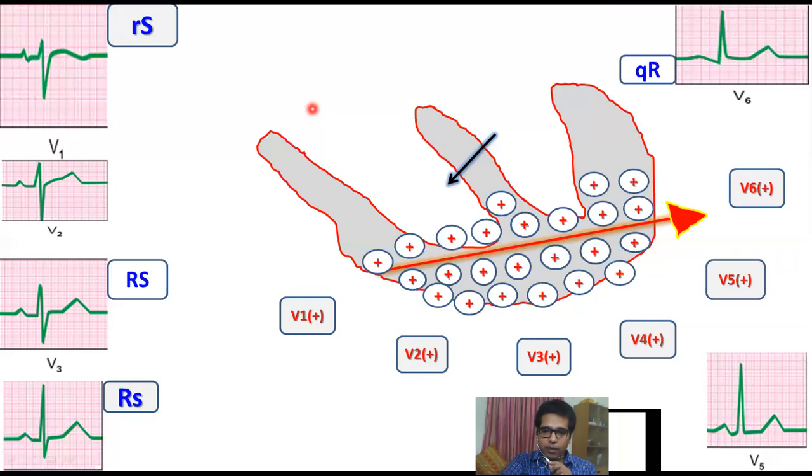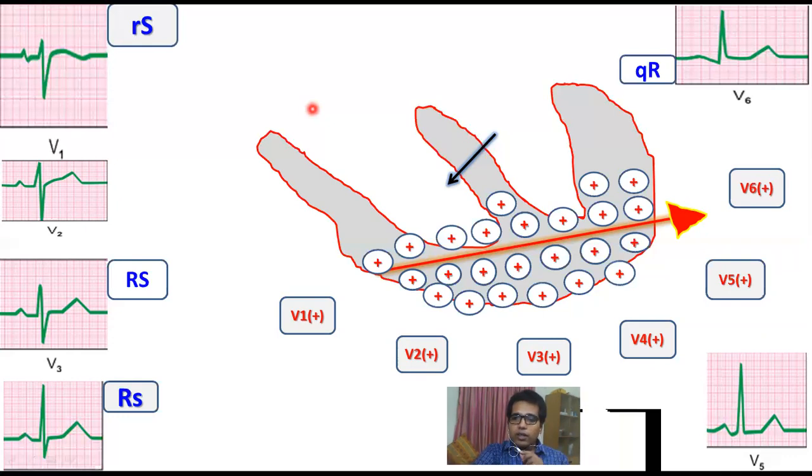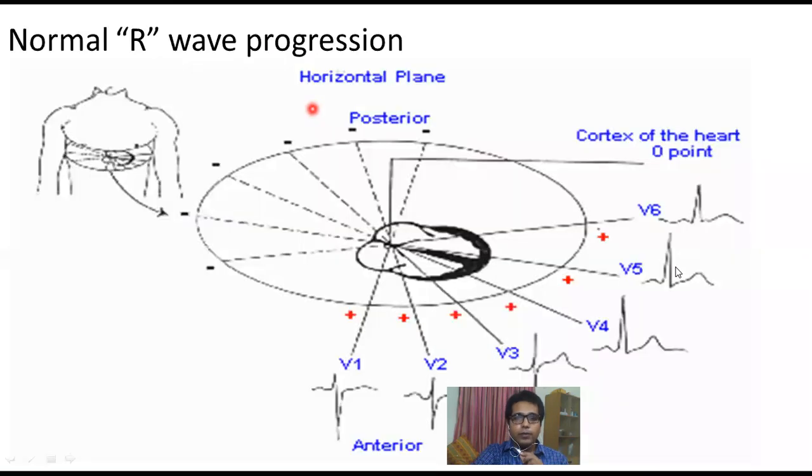Another important point I want to mention is that the maximum voltage recorded is in V5, not in V6, because there is an obstacle between V6 and the depolarizing vector. That is the lung tissue in between. So that is why the voltage is interrupted here, and that is why V5 records the maximum voltage. Okay, so that is the normal progression.